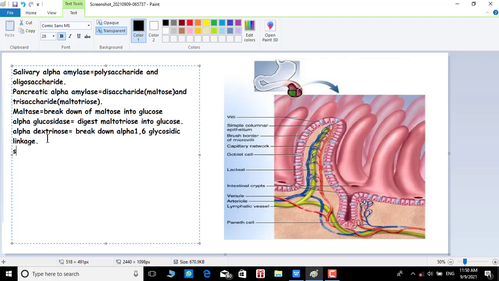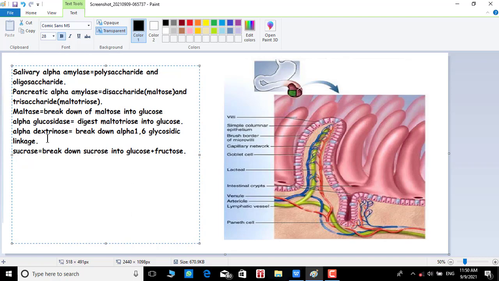This enzyme is sucrase. Its function is to break down sucrose into glucose and what? Do you know, is it fructose or galactose? Yeah, you are right, it is fructose.